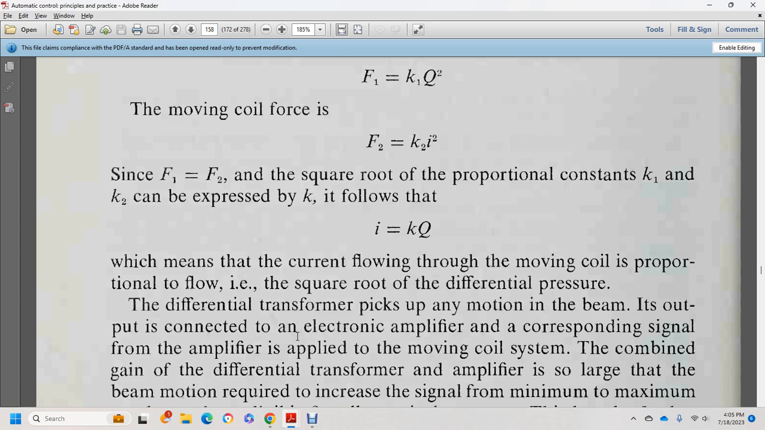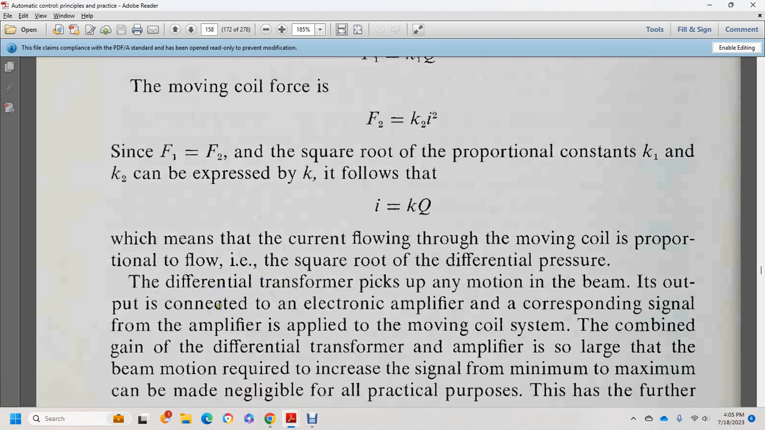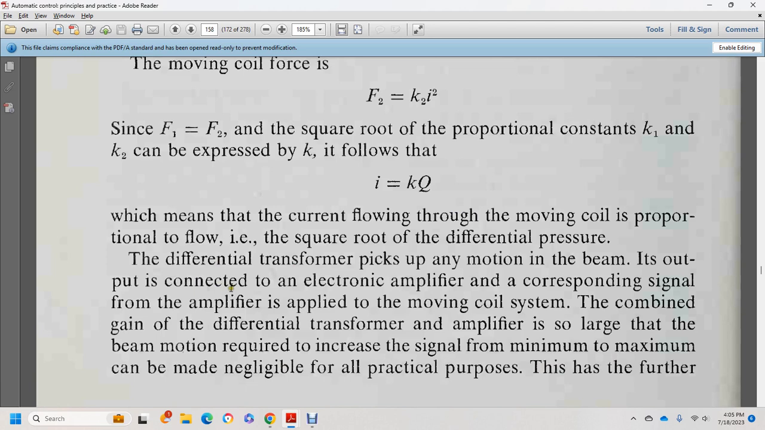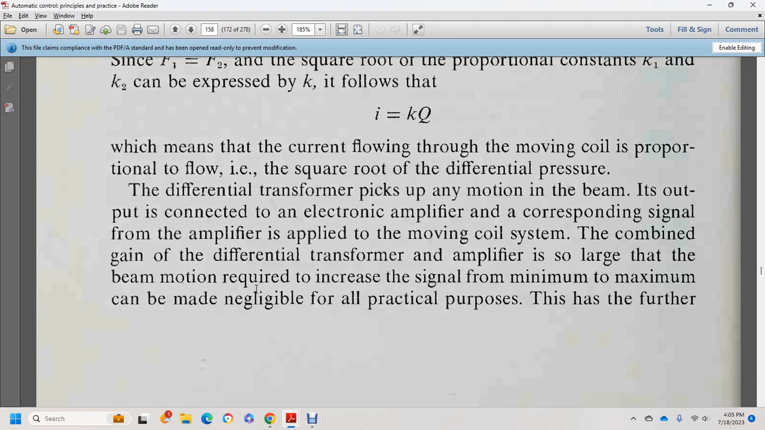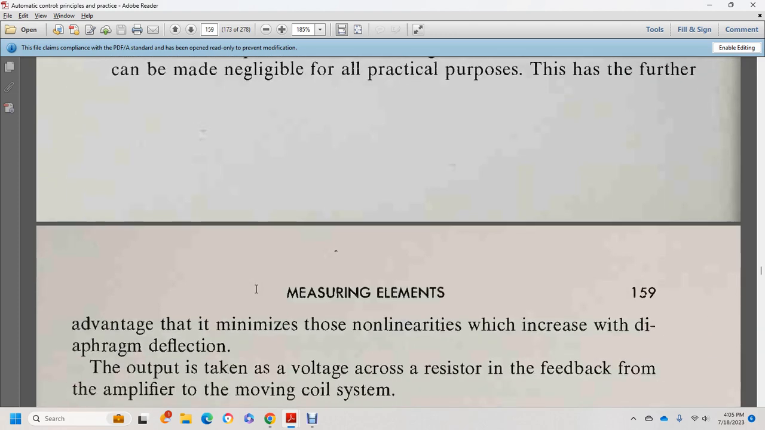The differential transformer detects the motion of the beam, and the output is connected with the electronic amplifier supplying the moving coil system. Combined with the gain of the differential transformer, the amplifier is so large that the beam motion required to increase the signal to a maximum can be made negligible for all practical purposes. This has the further advantage of minimizing the non-linearity due to diaphragm deflection. The output should be taken as voltage across the feedback resistor from the amplifier of the moving coil system.